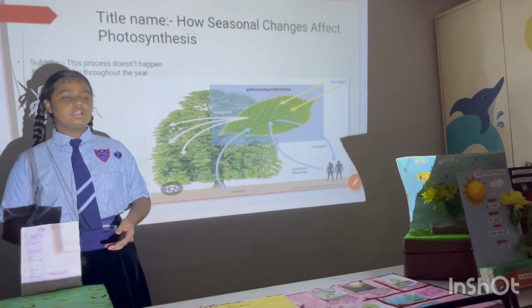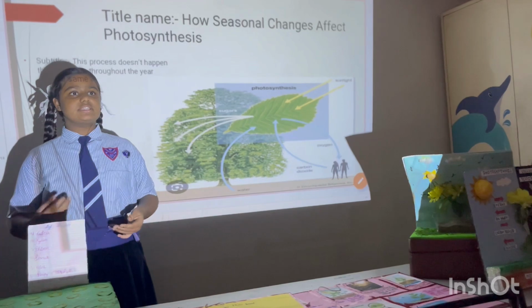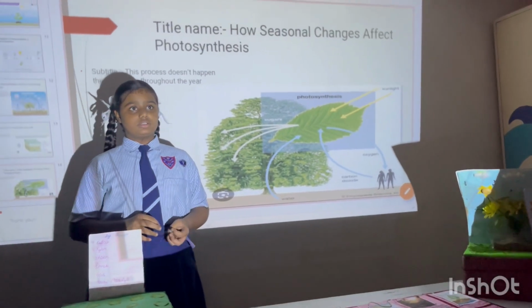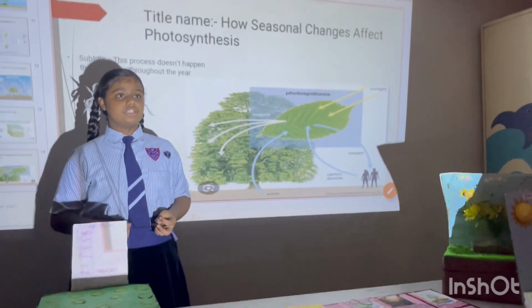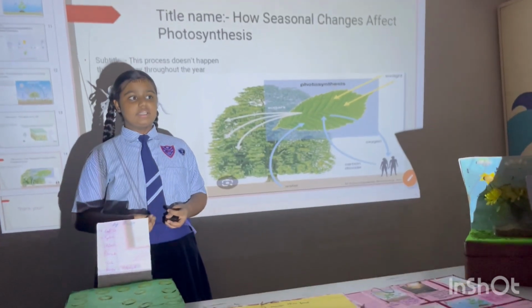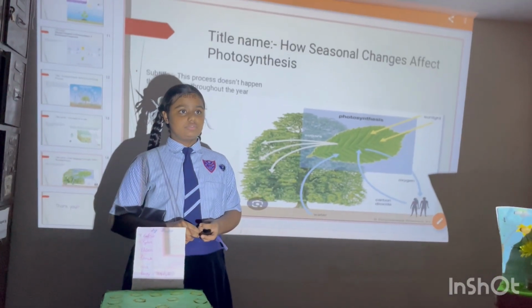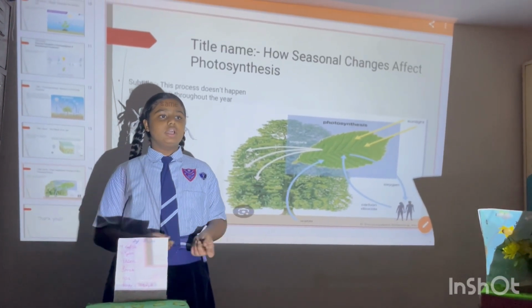During spring and summer, days are longer, temperatures are warmer, and sunlight is stronger. This is the best time for photosynthesis. Plants grow quickly and leaves are green and full of chlorophyll. The rate of food production is high.